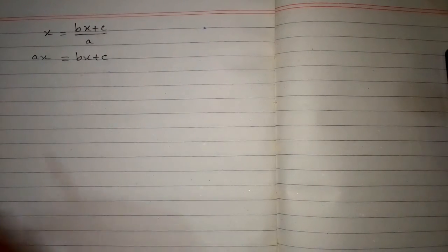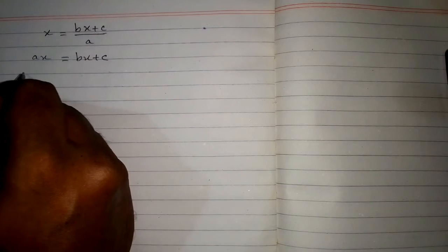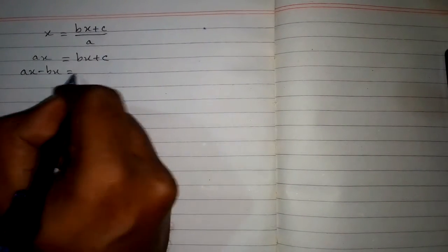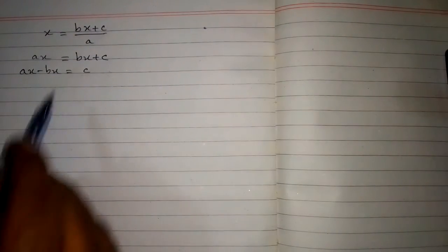So first of all, we will multiply this a by x because this a divides bx plus c. So when we take a on the other side of the equation, it will be multiplied by x. So we have ax is equal to bx plus c. Now we will take this bx on the other side of the equation. So this bx will become minus bx, and we have c on this side.